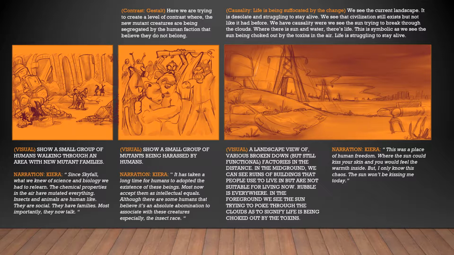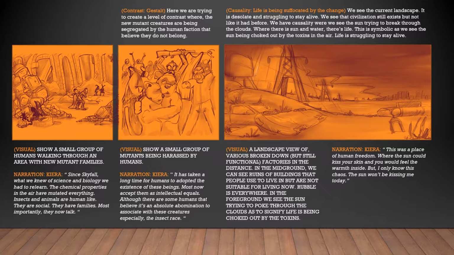In the next scene, show a small group of mutants being harassed by humans. This is in stark contrast to the previous slide, with the humans being outnumbered by the mutants. It has taken a long time for humans to adapt to the existence of these beings. Most now accept them as intellectual equals. Although there are some humans that believe it's an absolute abomination to associate with these creatures, especially the insect race.